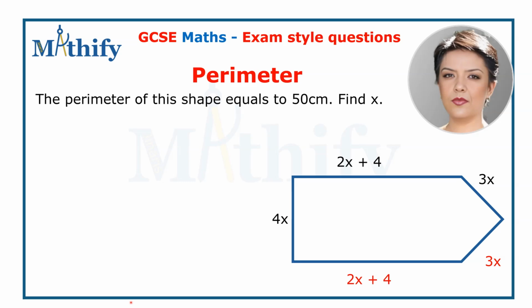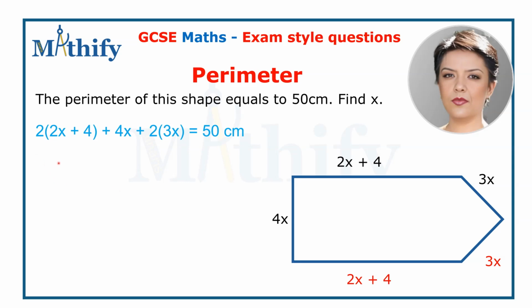But the step that we do when working out the perimeter is exactly the same as the previous slide. So all we need to do is carry on as normal. We will add all of these together and make it equal to 50 centimeters. So essentially 2x plus 4 plus 3x plus 3x plus 2x plus 4. Or you could rewrite it as 2 lots of 2x plus 4, plus 2 lots of 3x. That will be equal to 50 centimeters.